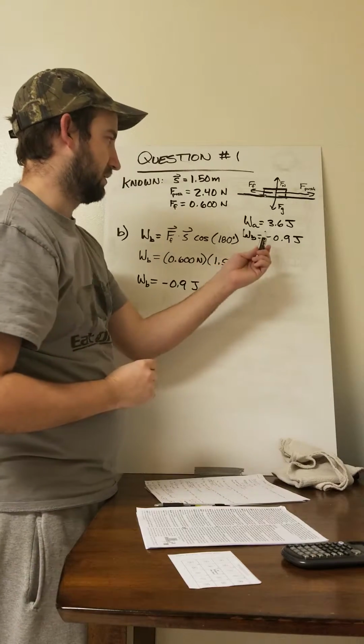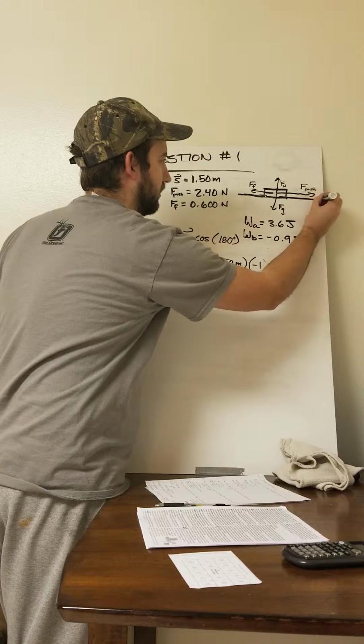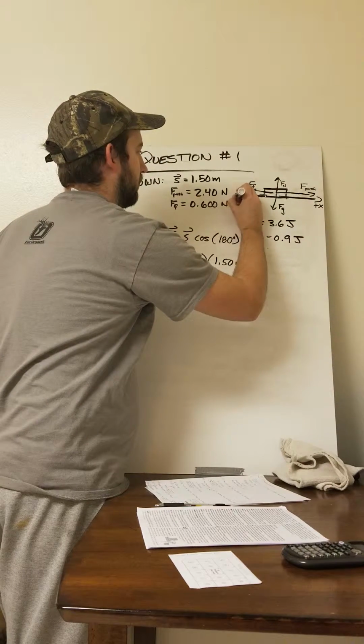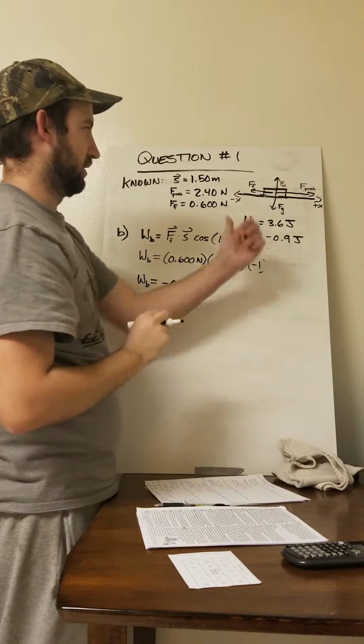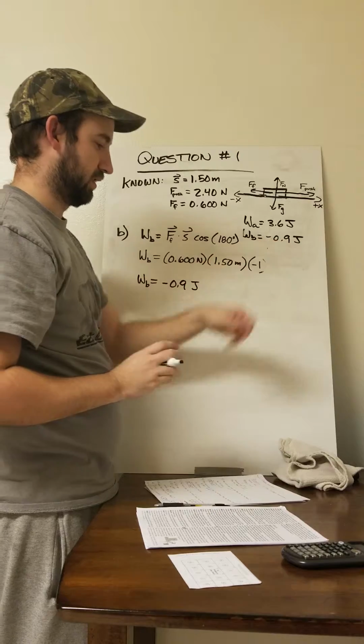And it makes sense that that's negative because it's being done in the opposite direction. So in our body diagram, if I label it, that makes sense because that friction is doing work in that opposite direction. So it makes sense that it's negative.